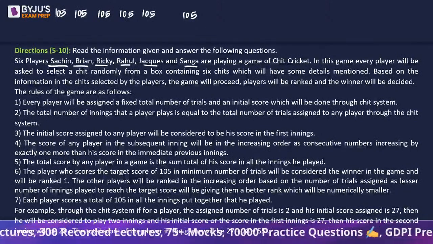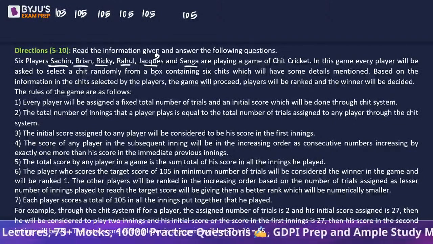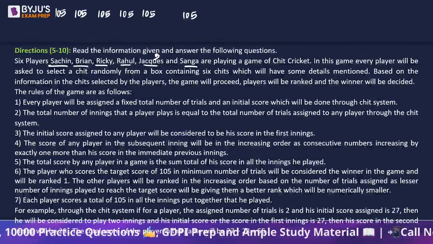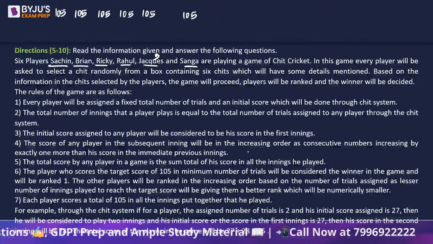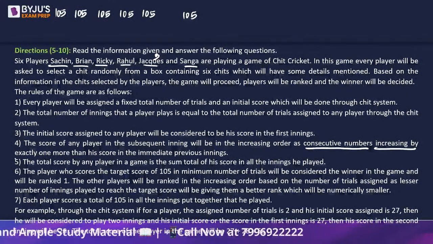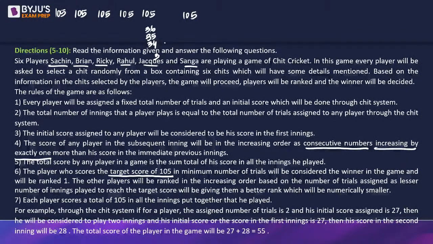For example, suppose we get to know कि जैक को 3 नंबर्स में 105 बनाना है. So 3 numbers में 105 it has to be made, and those 3 numbers are going to be, remember, it was given that consecutive numbers increasing by exactly 1, and everyone has to make a target score of 105. तो 3 बनेगा कैसे? 105 divided by 3 is 35. एक 34 कर लो, एक 36 कर लो.